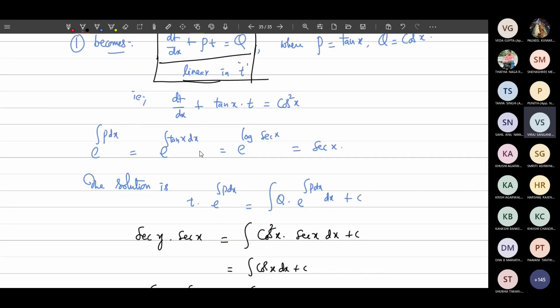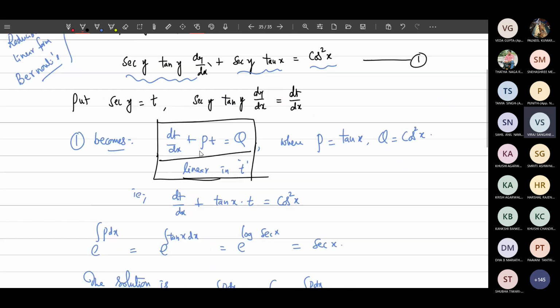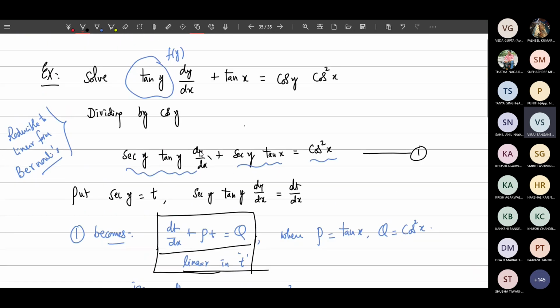Sir, in the first step we divided by cos y, but can we divide by some other term and still get the answer? No, some other means you have right side cos y into cos square x. Either you divide with cos square y or cos y. But that's why I'm telling, if the dy by dx coefficient is a function of y, you have to get rid of y on the right hand side. That is the benefit.